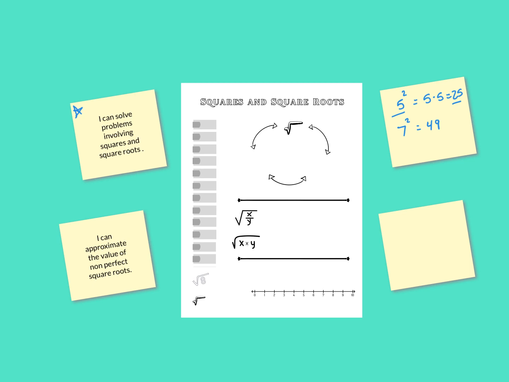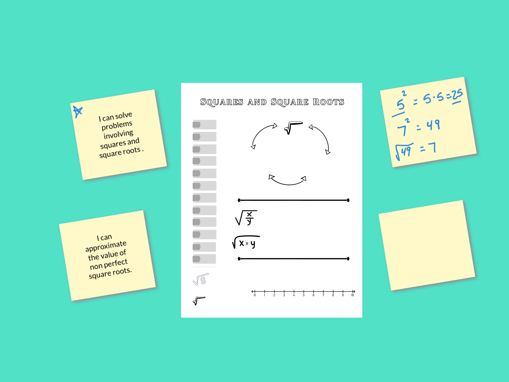And then we can work backwards. So square root is working backwards from this. So if I know where 49 came from, then I take the square root of 49. That means what number did I multiply by itself to get 49? And I multiplied 7 by itself to get 49. So the square root of 49 is 7.